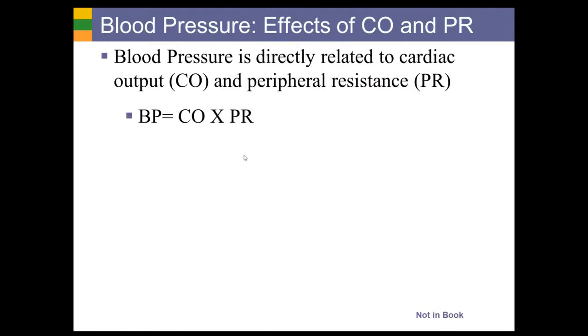The equation for blood pressure is blood pressure equals cardiac output times peripheral resistance. Cardiac output is the amount of blood that leaves the heart per minute. Peripheral resistance is the resistance to that blood flow.